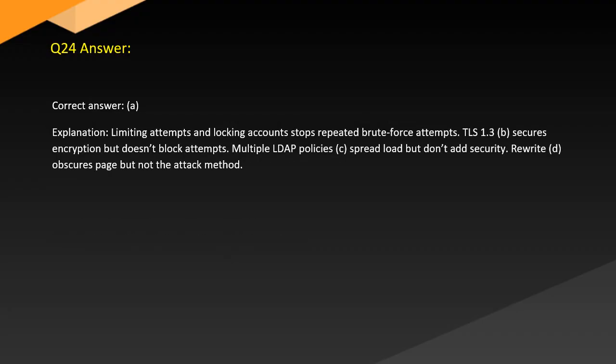Answer. Correct answer: A. Explanation. Limiting attempts and locking accounts stops repeated brute force attempts. TLS 1.3, B, secures encryption but doesn't block attempts. Multiple LDAP policies, C, spread load but don't add security. D. Obscures the page but not the attack method.